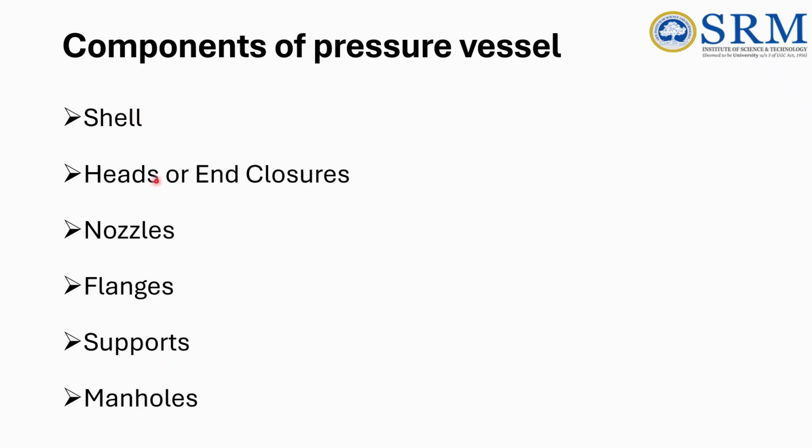Supports: the head and the shell rest on the ground by using supports. There are two types of support, vertical support and horizontal support. Horizontal support is called a saddle, and vertical support is called a bracket or leg or rim support. Manholes. Manholes are the provisions present in the shell for inspection and also for cleaning purposes.